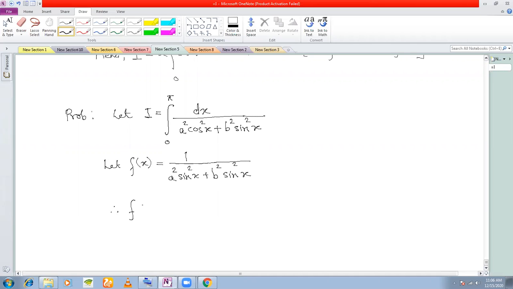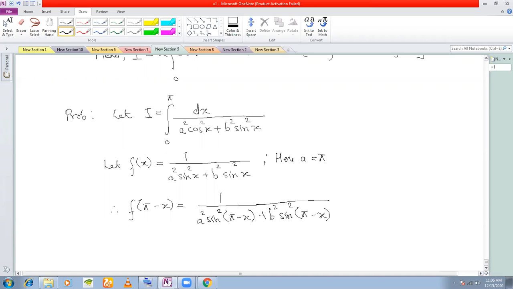Therefore, f of a minus x. What is the value of a here? Pi. f of pi minus x will be equal to 1 by a square sin square pi minus x plus b square sin square pi minus x, which is equal to 1 by. Now what is sin square pi minus x? Second quadrant, and in the second quadrant sine is positive. Also there is a square, so it will simply become sin square x plus b square. Oh sorry, I've written both as sine. This should be cos.